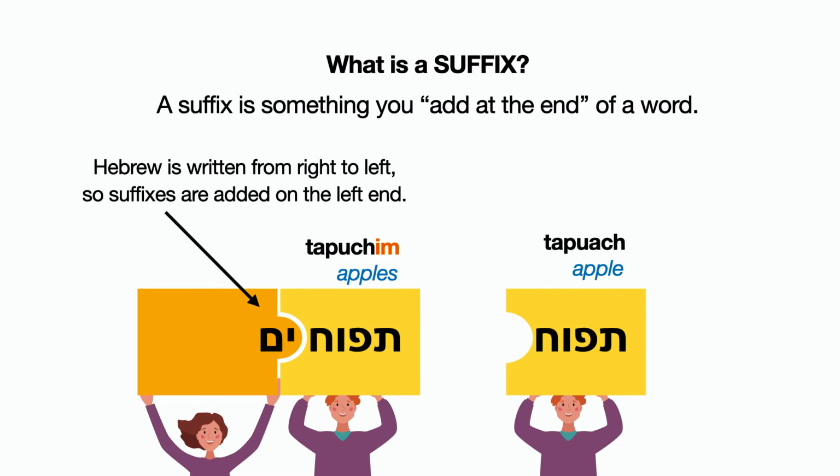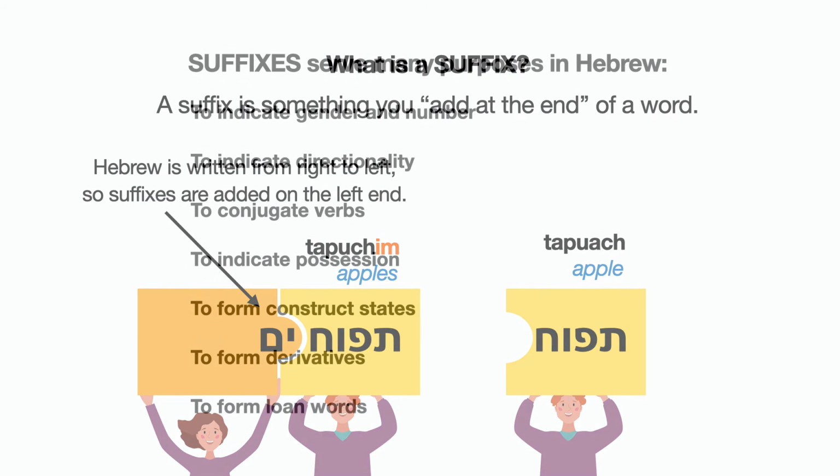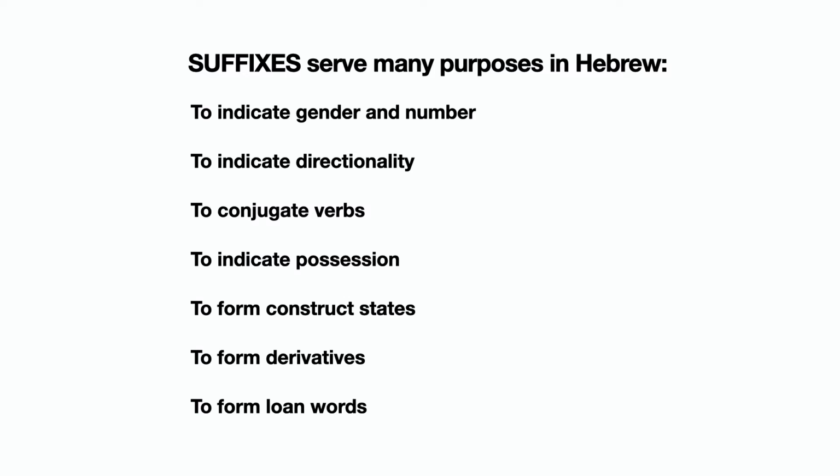So what is a suffix? A suffix is something that you add at the end of a word. And since Hebrew is written from right to left, suffixes are added on the left end of a word. In this example, we have the word tapuach. Tapuach means apple. And to say apples, we add the suffix im. That becomes tapuchim, apples.